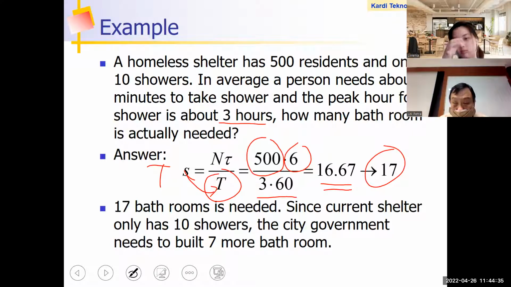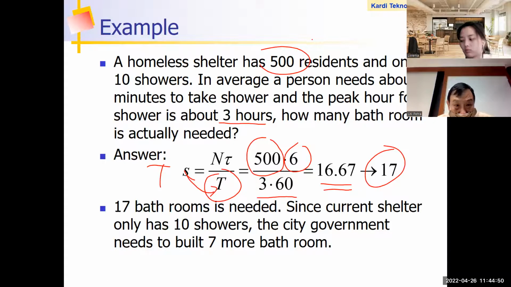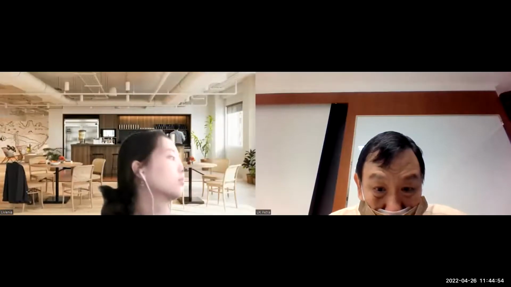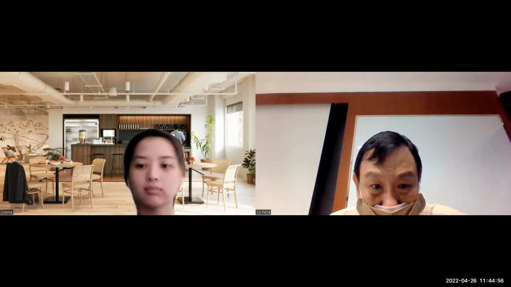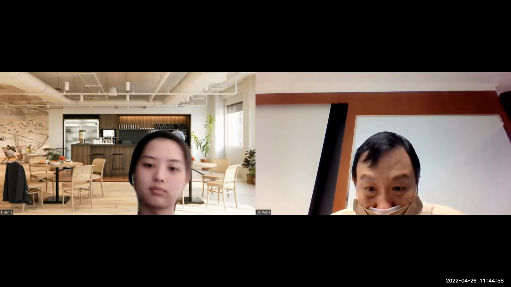Basically from this formula, in the peak hour we need at least about 70 to serve everyone if you have 500 residents. Okay, let's do the next slide about this one. I will explain this in more detail.